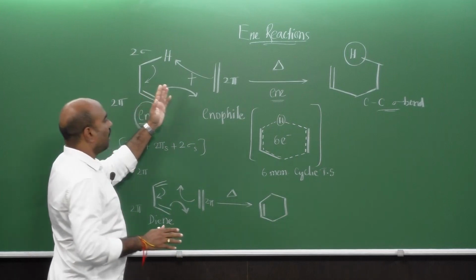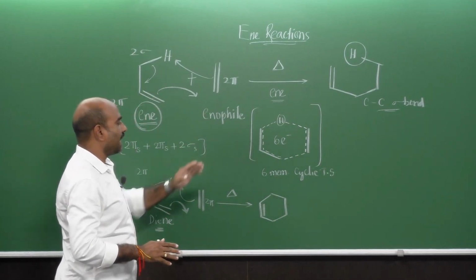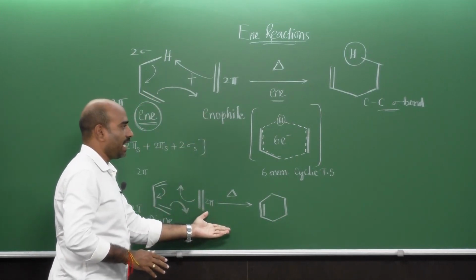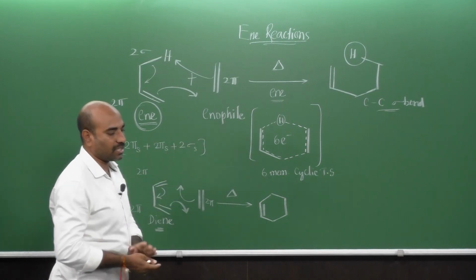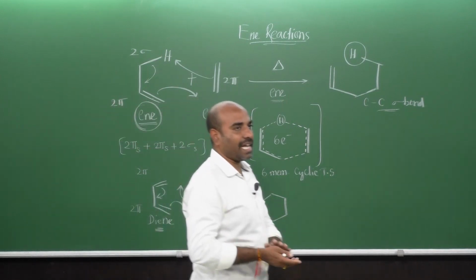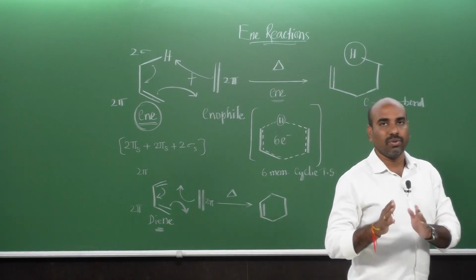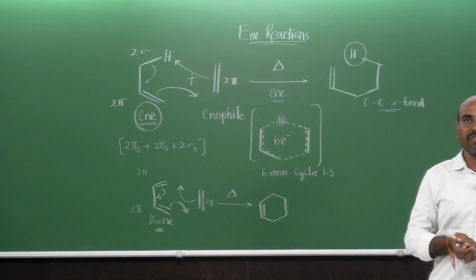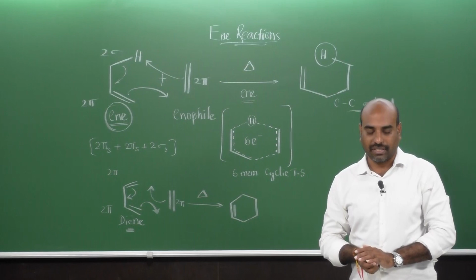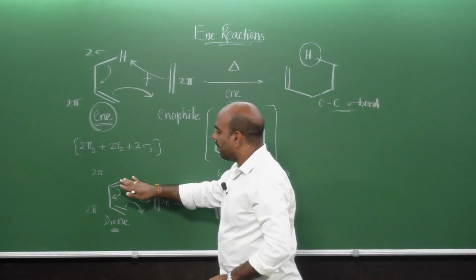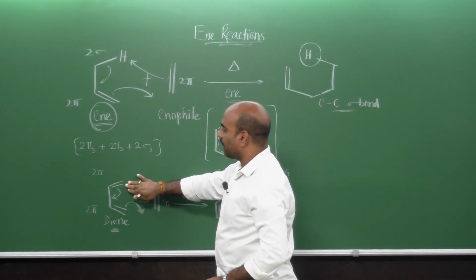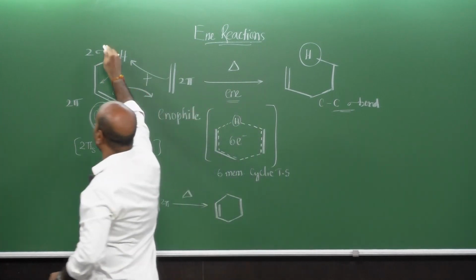It undergoes the reaction via a cyclic transition state. The Diels-Alder also undergoes the reaction via a cyclic transition state in a concerted manner. Mechanistically, the ene reaction can be treated as a 2 pi supra plus 2 sigma supra cycloaddition reaction. So the 2 pi electrons in the diene molecule are replaced by 2 sigma electrons.